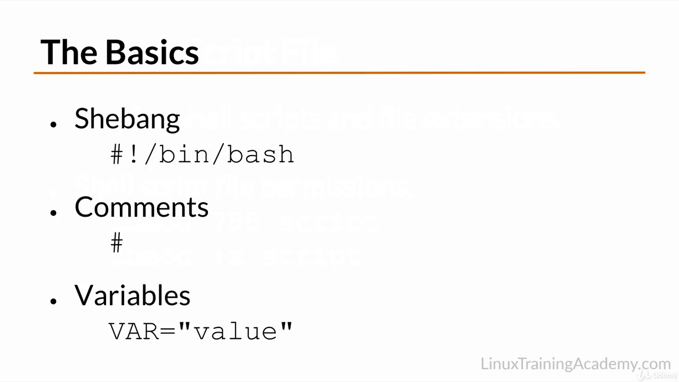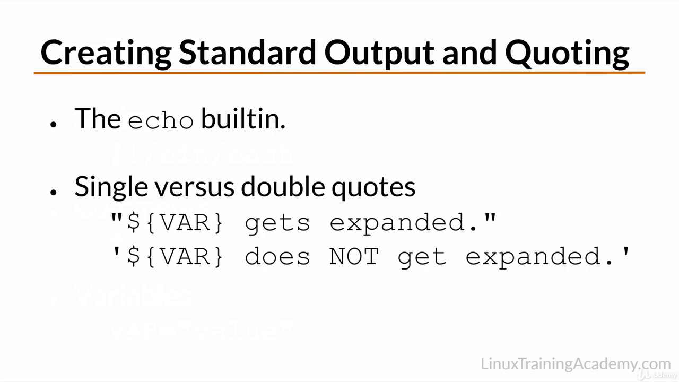Once you started writing shell scripts, you learned the importance of using a shebang on the very first line of your script. You also learned how to insert comments in your script. You quickly started using variables to store values in your script. You used the echo shell built-in to generate standard output, including displaying the contents of variables.